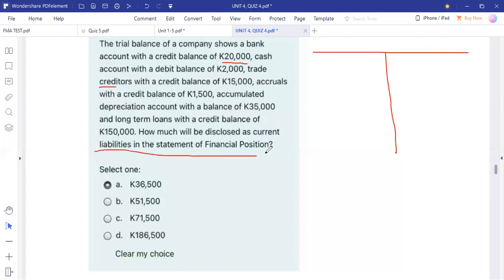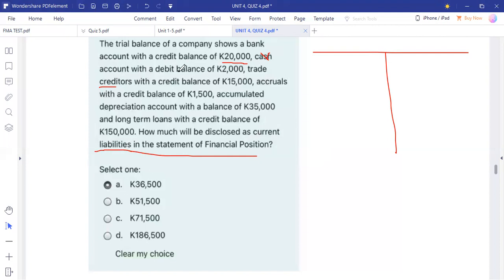So which ones make up the current liabilities for the balance sheet? So we talked about the current liabilities. Current liabilities will include what? Is cash a current liability? No. This one is an asset. What else?